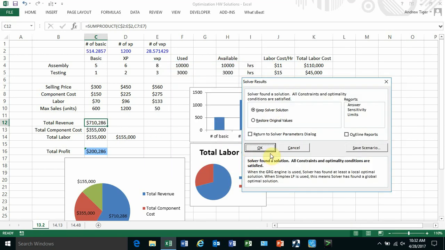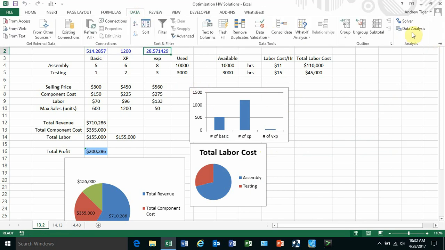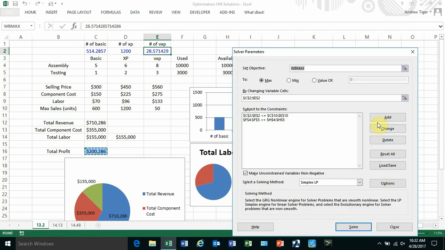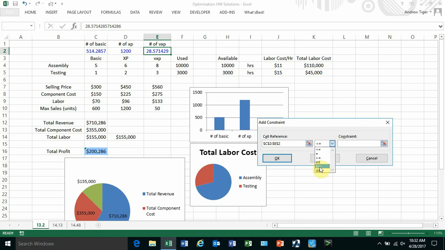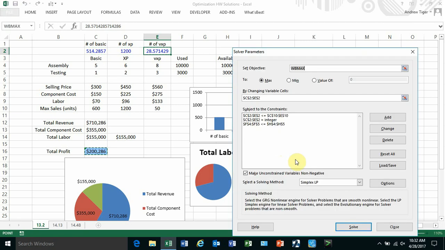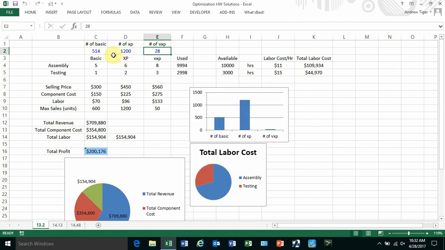But once you set that up and you solve this, this is the answer you get. It tells you to max out on the XP still. It's still a really good one, and then make the other ones as much as you can, but the XP is still the most important one. It does make fractional computers. That's okay. You could certainly go into Solver and add another constraint if you wanted to force these to be integers. You could, and then solve it and it would give you a different answer. And again, anytime you add integer constraints, realize the number went down a little bit, but you could do that if you wanted to.